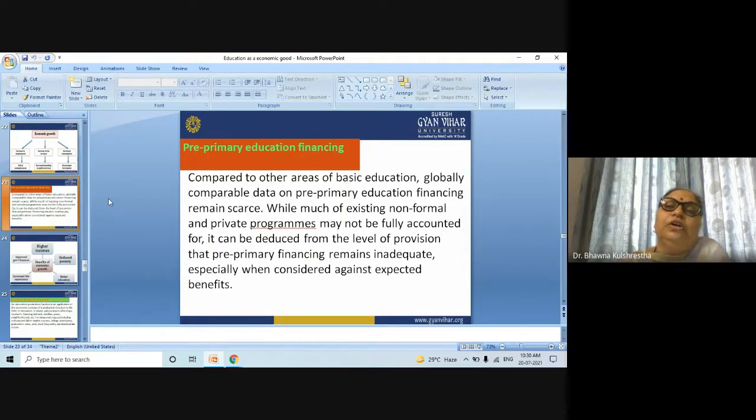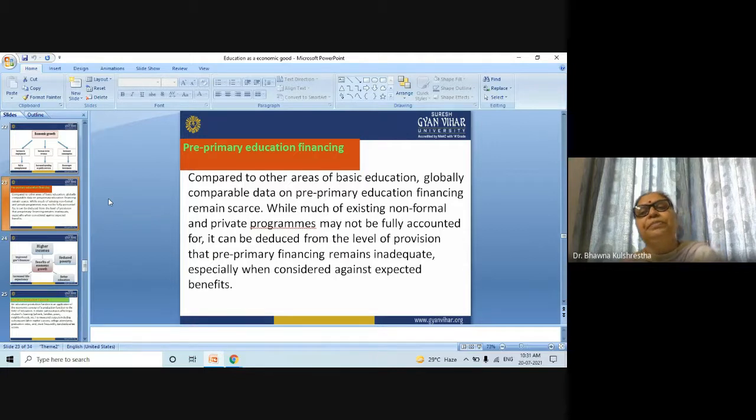And globally, pre-primary education accounts for the lowest proportion of the total public expenditure on education, in spite of the much documented positive impact of quality early childhood care and education on later learning and other social outcomes.